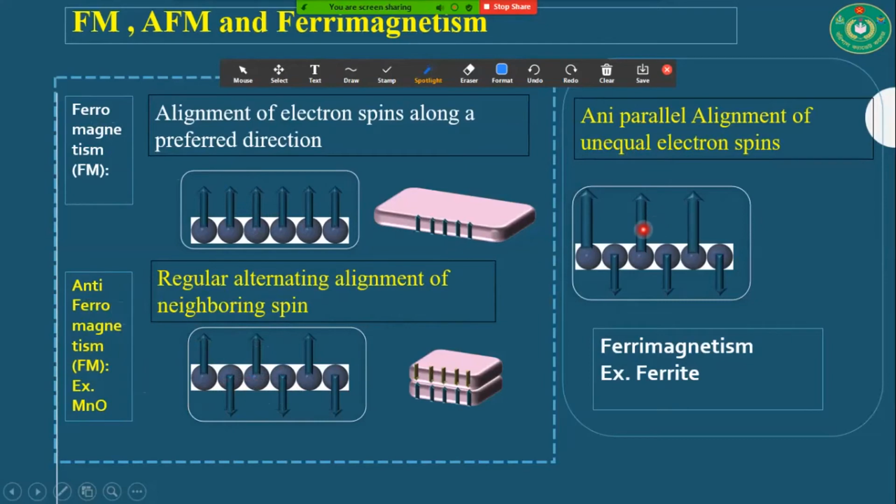Now I am going to discuss ferrimagnetic material: anti-parallel alignment of unequal electron spins. The electron spins are unequal and these electron spins are anti-parallel. So the net magnetic moment is not so high, but there must be a magnetic moment. The example of ferrimagnetic material is ferrite.